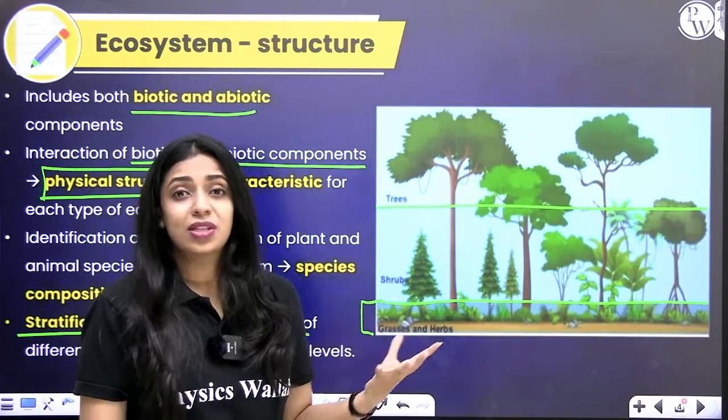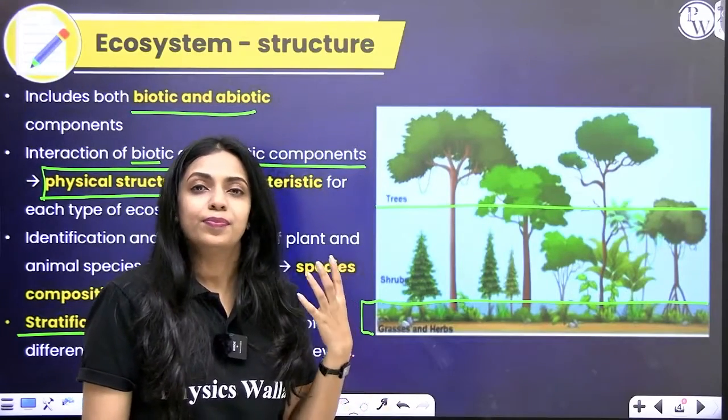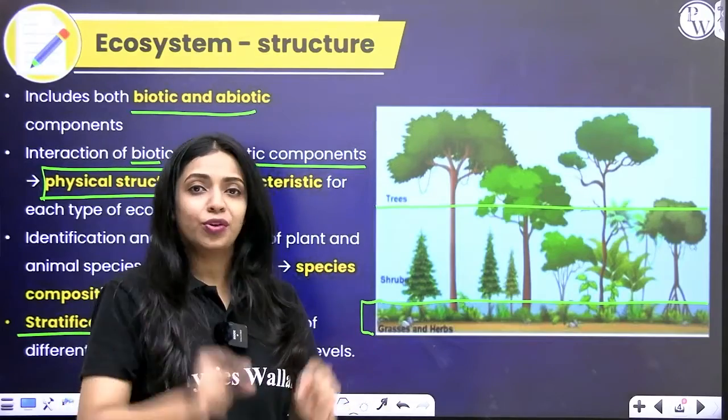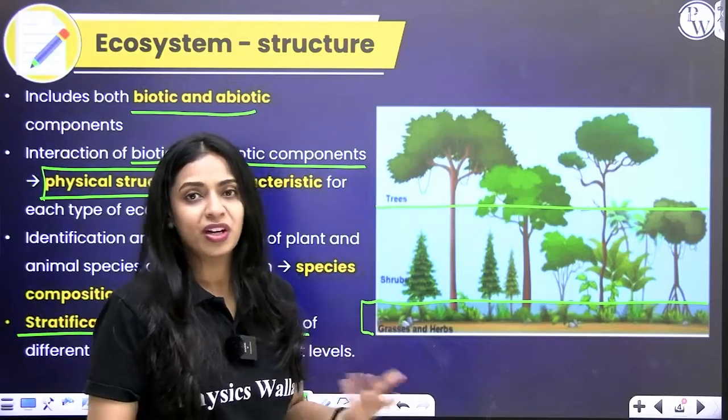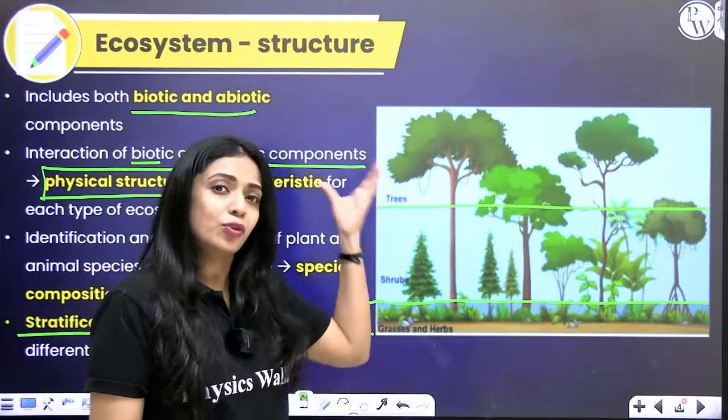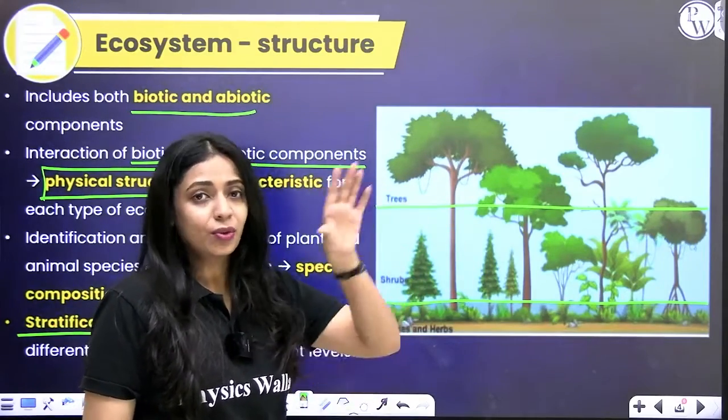Similarly, different ecosystems will have different structures characteristic to that ecosystem. You will not find such a vertical zonation or a stratification in deserts, right? This is characteristic to forests. Like that, there will be something characteristic to deserts.